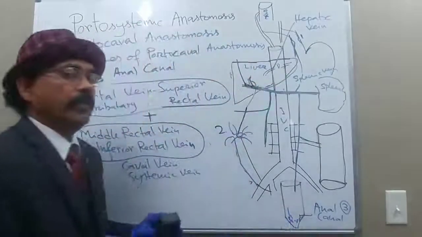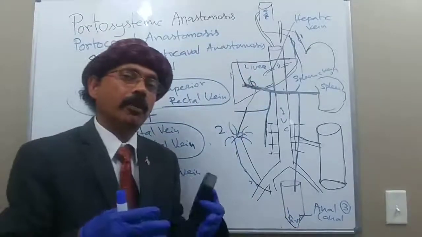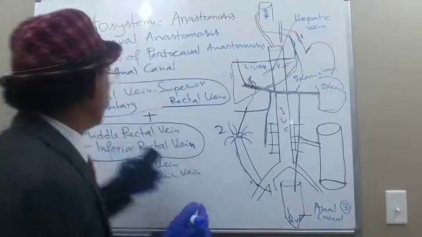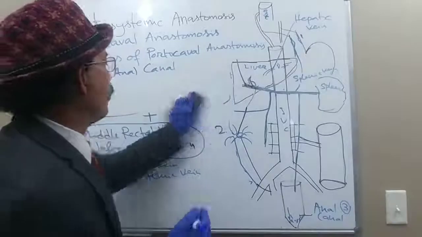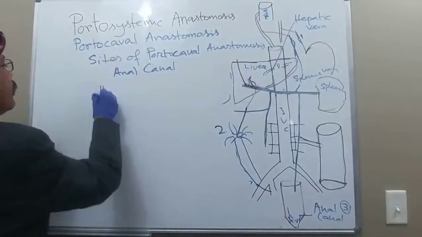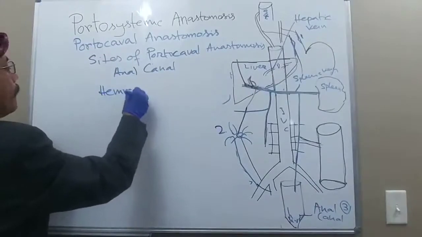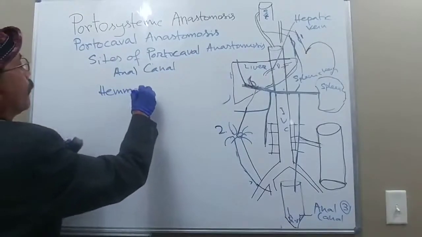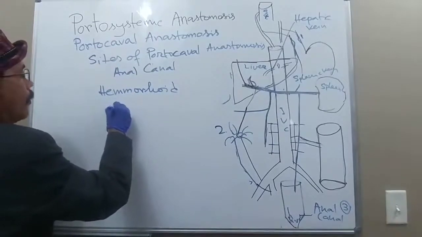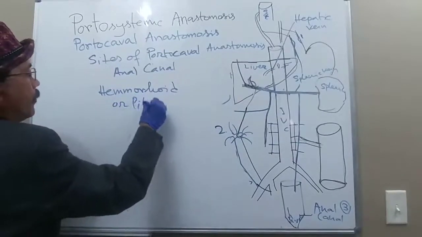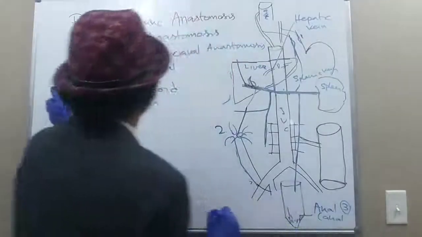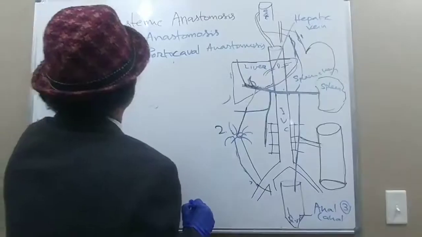Okay, so there is engorgement of the venous blood there. There will be varicosity in the vein that may lead to hemorrhoid or piles there due to portal hypertension. Hemorrhoid or piles. Okay, we got the third site. Now we'll go to the fourth site.